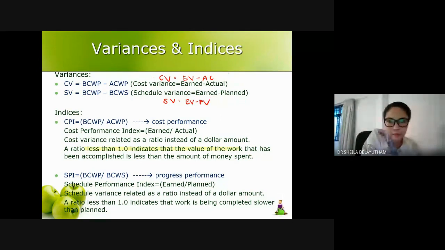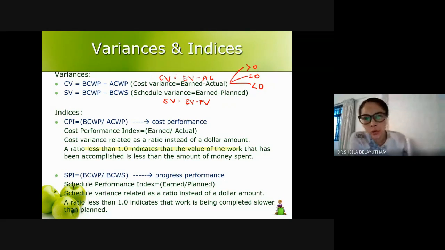Okay, so in terms of variance, you should be able to have more than 0, equals 0, or less than 0. So your value, you should be able to get more than 0, equals 0, less than 0. Okay, if you attain more than 0, what does it mean in terms of your costs?